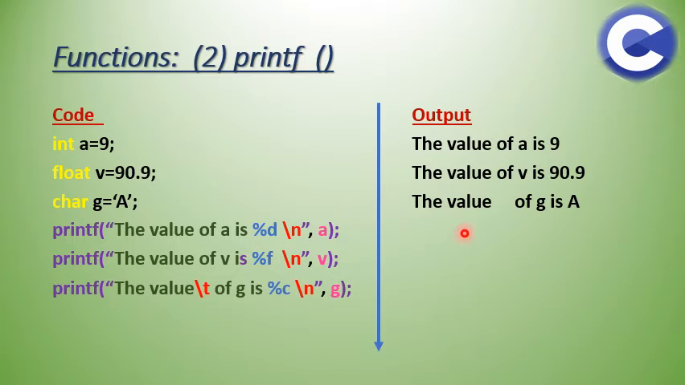So the value, then this space of g is, then your %c format specifier. So what this is indicating: after the double quotes and this comma, whatever value you have here, the g variable, which is storing a as the data. So the value space of g is this %c, which is the g variable, which is storing your a value. So the value space of g is a. I know it is a bit complicated for you, but pause this video and please try to understand. You will get it.